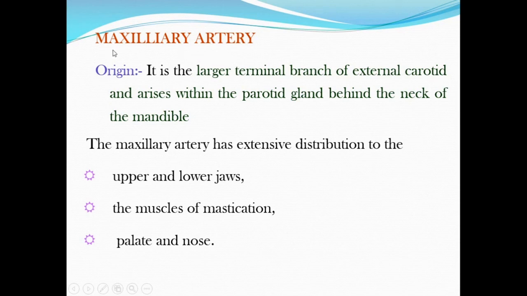The maxillary artery has a long course in the infratemporal fossa, and it has about 13 branches. We will cover this separately in another class. So we have completed the branches of the external carotid artery, mainly in detail, except the maxillary artery. The maxillary artery we will see in the next class.